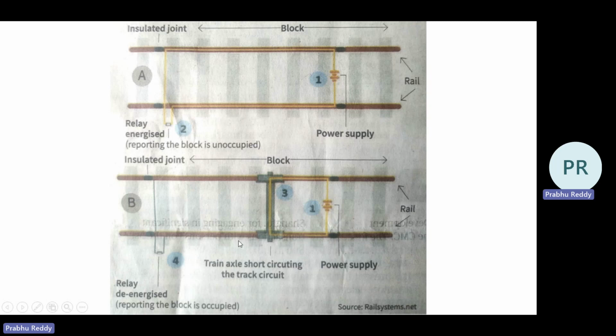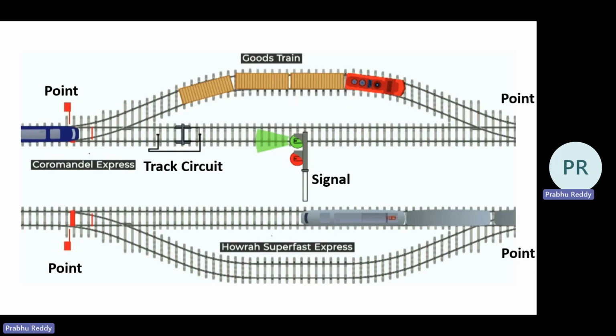As a result, there will not be any energy flow through this relay, so the relay is de-energized. This de-energized relay will report that the block is occupied. That's a very beautiful concept they adopted here. So whenever the train is present, this relay is de-energized and it reports to the signals. Okay, at that time red will glow.